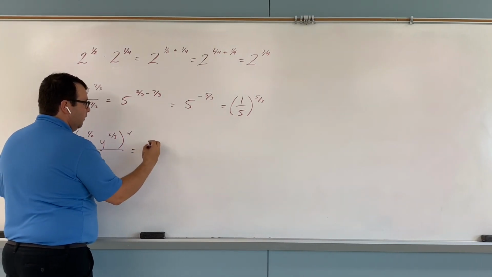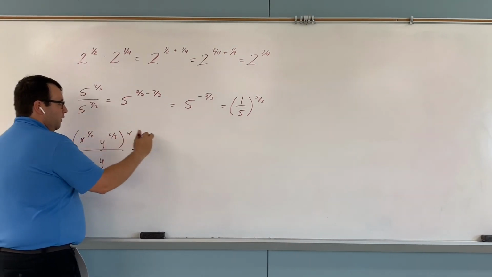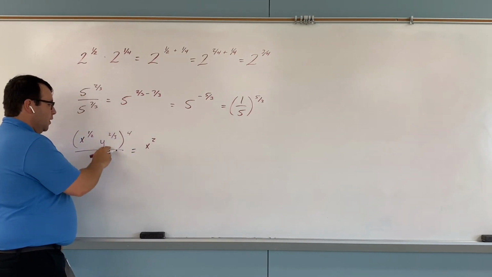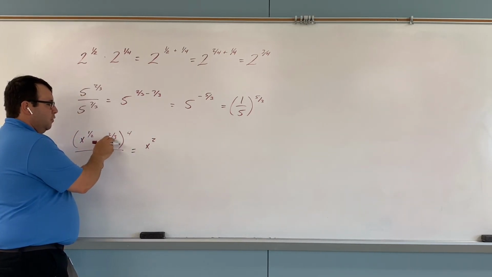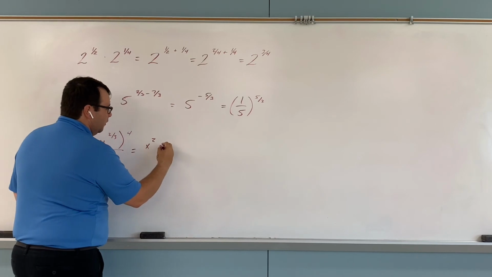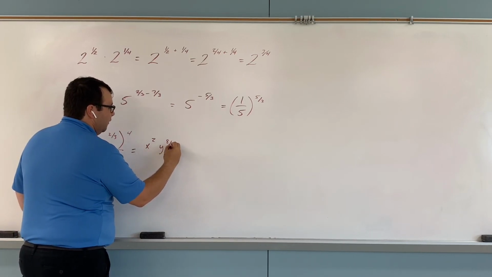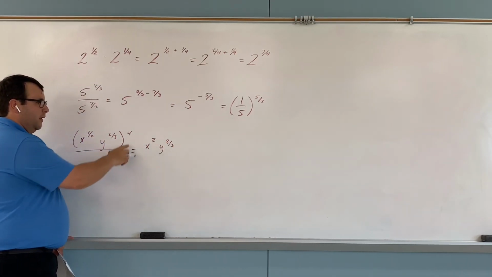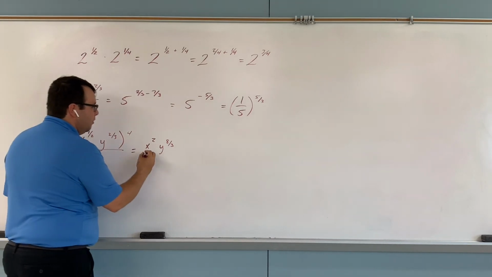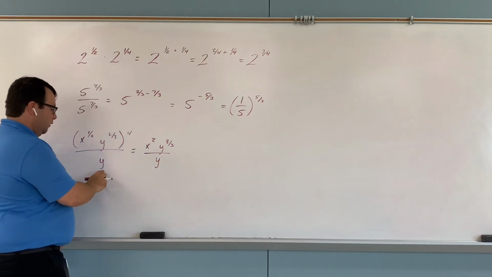So this is x, 1/2 of 4 is x to the 2nd. Y, this is 2/3 to the 4th. So that's going to be y to the 8/3, because that's like a 4 over 1. Think about how you multiply your exponents. You're still over y.